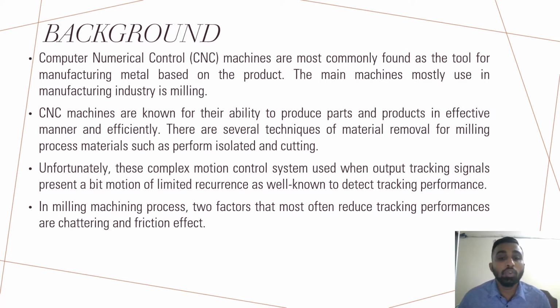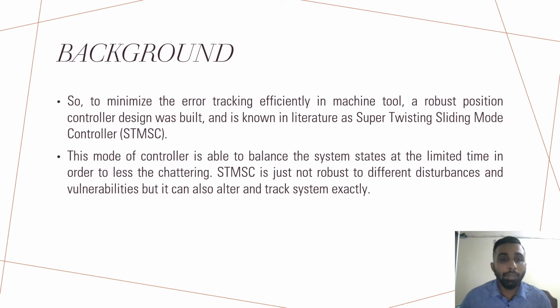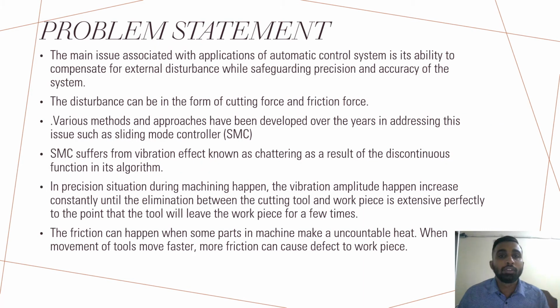In the milling machine process, two factors that most often reduce tracking performance are chattering and friction effect. So, to minimize the tracking error efficiently in machine tools, a robust position controller design was built, known in literature as the super twisting sliding mode controller. This controller is able to balance the system states in limited time in order to reduce the chattering. Super twisting sliding mode controller is not just robust to different disturbances and vulnerabilities, but it can also alter the track system exactly. So now let's look into the problem statement.